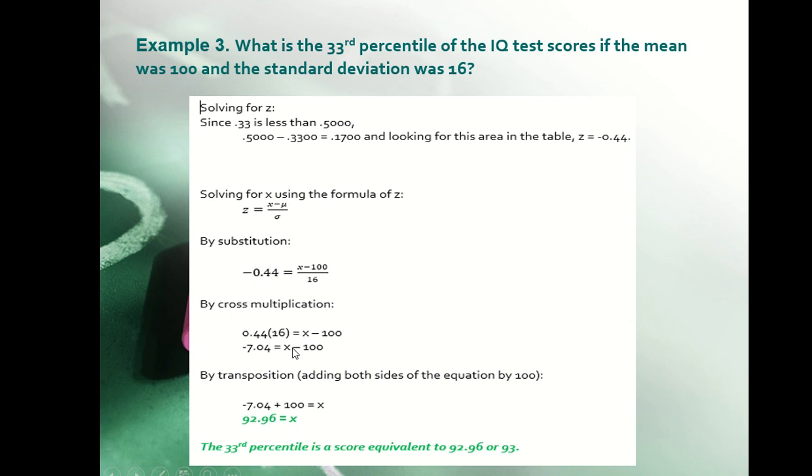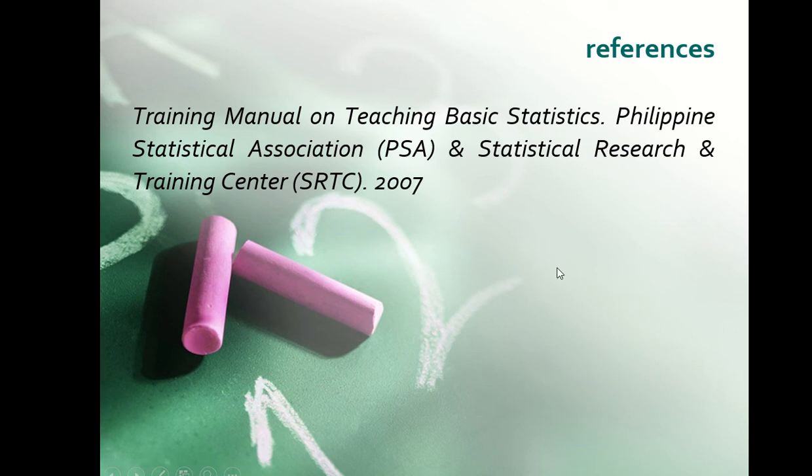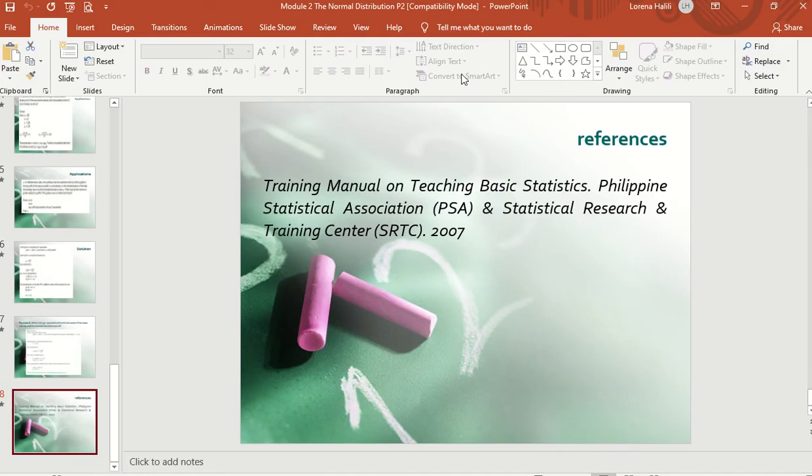So again, this is cross multiplication, but if you're going to add both sides of the equation by 100, and 7.04 is negative, so instead of adding, we subtract. And finally, the 33rd percentile is a score equivalent to 92.96 or 93. Again, paki-correct na lang yung nasa module natin. And thank you.